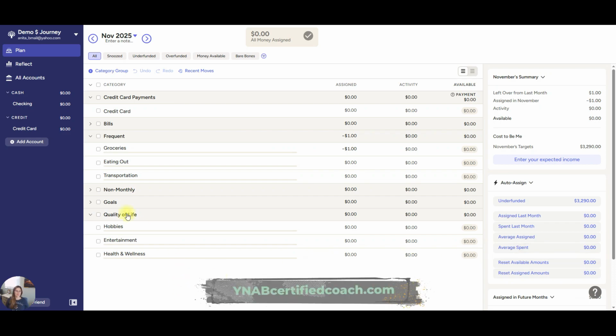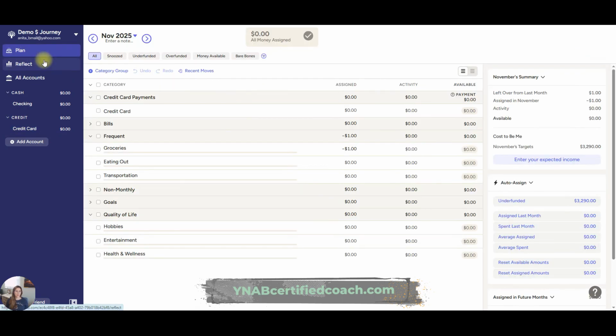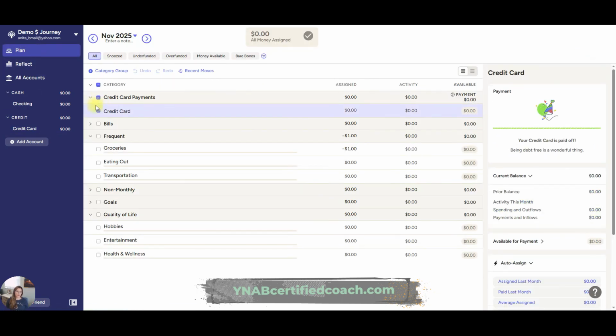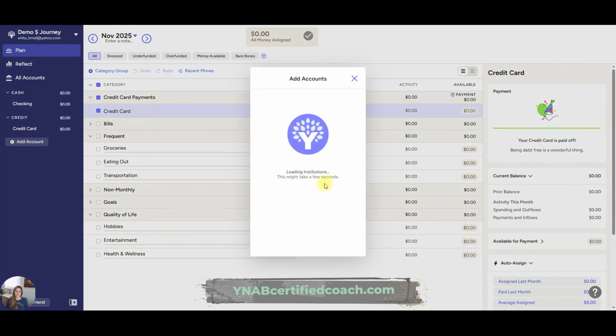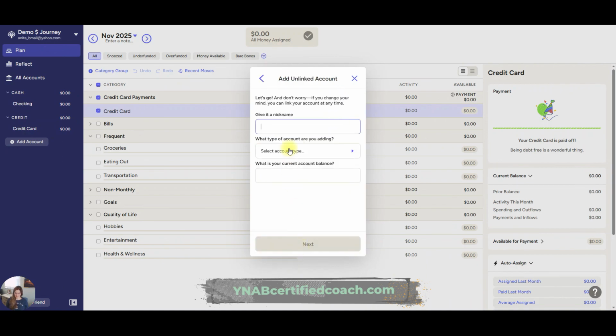One of the things that trips a lot of people up in YNAB is the credit card payment category. Now, when you put in a credit card account in YNAB, it shows here under credit. On the plan side, it automatically shows up as this credit card payment category. If I were to add another credit card account, that would also be in here.